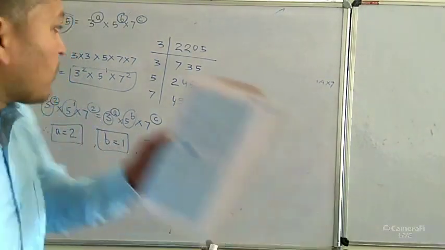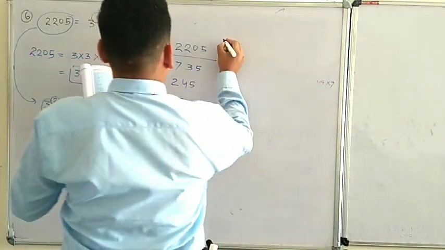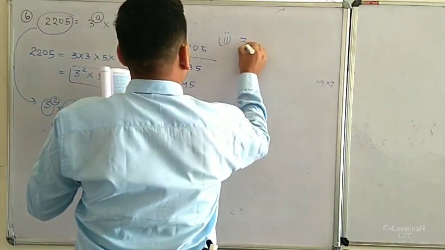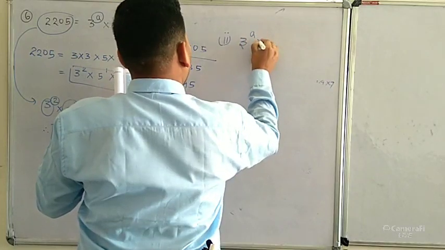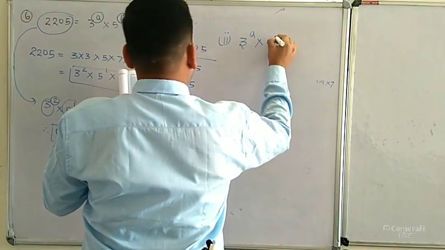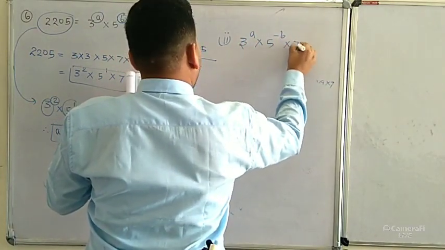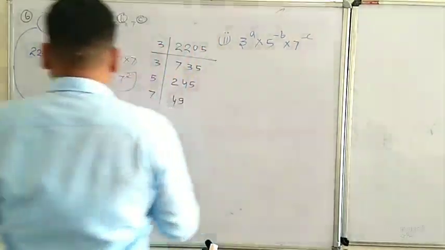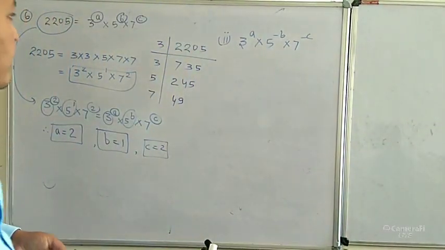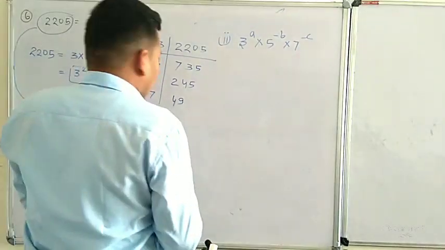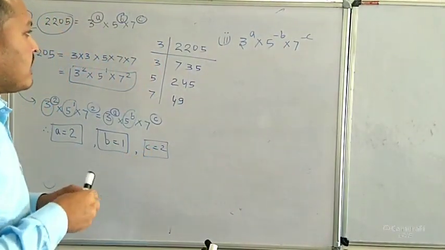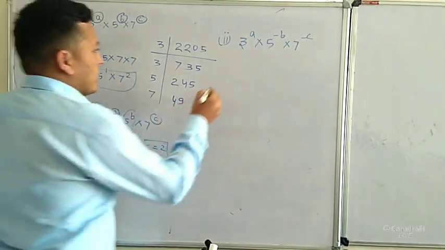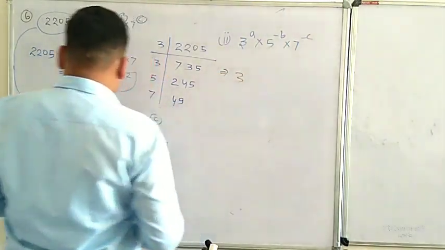Okay, and the second part of this question is find the value of 3 to the power a into 5 to the power minus b into 7 to the power minus c. We have to calculate the value for this. So how can you calculate the value of this part? Substitute the values of a, b and c. Then it is 3 to the power, what is the value of a?